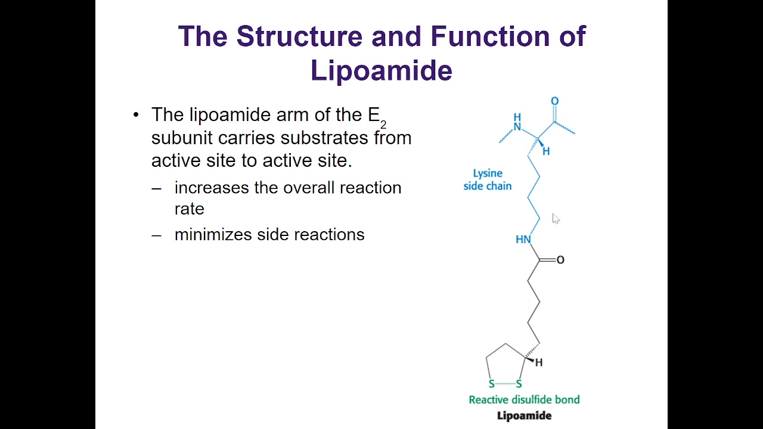Okay? This is the lipoamide right here. This is why it's called a lipoamide. We have an amide and then a lipid. Yeah, I know. And the magic sauce, though, is this makes a long, flexible arm. This part right here makes a reactive disulfide bond. And this right here is a lysine side chain on our protein, isn't it?